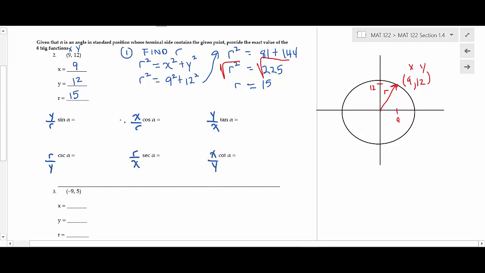Now we just form these ratios. So the sine would be y over r, so that's 12 over 15. You can reduce that fraction.